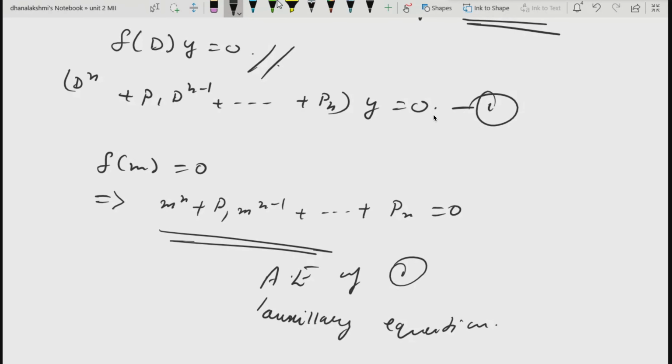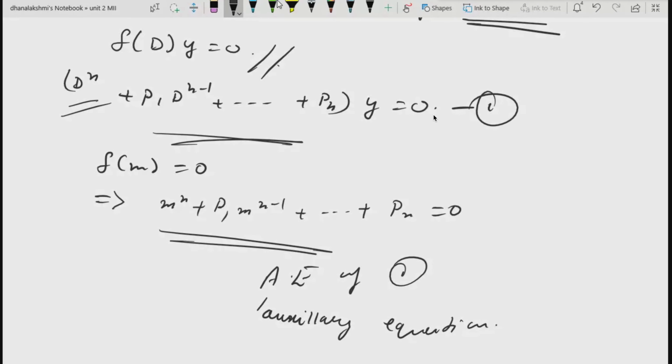You rewrite the given question in terms of D. Sometimes they may write in terms of dy by dx, d square y by dx square and all. You write it in terms of D. That means in this form you should be able to represent the question. Then you write down the heading: the auxiliary equation of the given equation is this one, f of m is equal to 0.